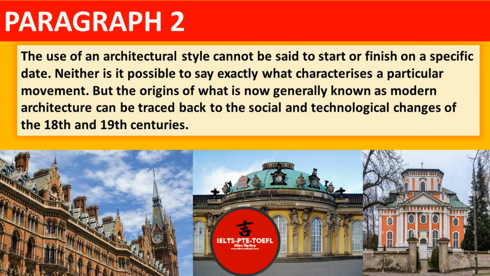The use of an architectural style cannot be said to start or finish on a specific date. Neither is it possible to say exactly what characterizes a particular movement. But the origins of what is now generally known as modern architecture can be traced back to the social and technological changes of the 18th and 19th centuries.